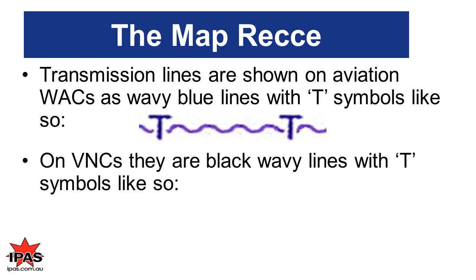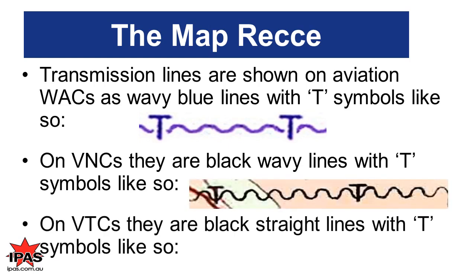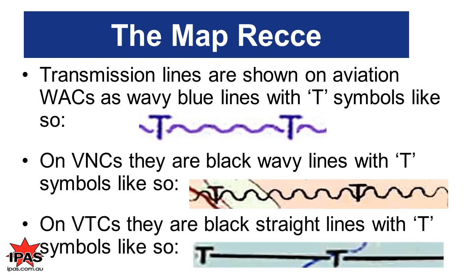On VNCs, they also have black wavy lines with T symbols like that. And on VTCs, they're black straight lines with T symbols like that. Now, also, you may have noticed from one of the previous parts that there were some transmission lines shown, and they didn't have the T. So you have to be careful with all this symbology, and that's why it's important to do the map reading and know what you're looking for.